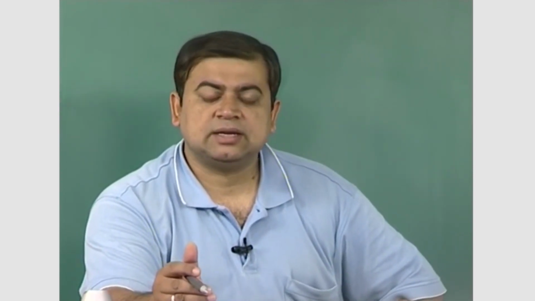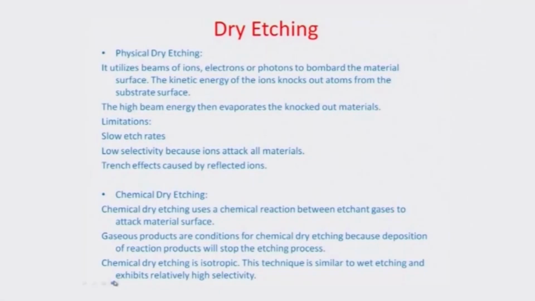So, that is what the dry etching processes are. If you look at the different dry etching processes, you have physical dry etching as number one, which utilizes just beams of ions, electrons or photons. And what we mean by that is that essentially these beams are high energy beams which would deliver energy and bombard their own constituents like ions or electrons or photons onto the surface, and that would result in the damage of the material surface.